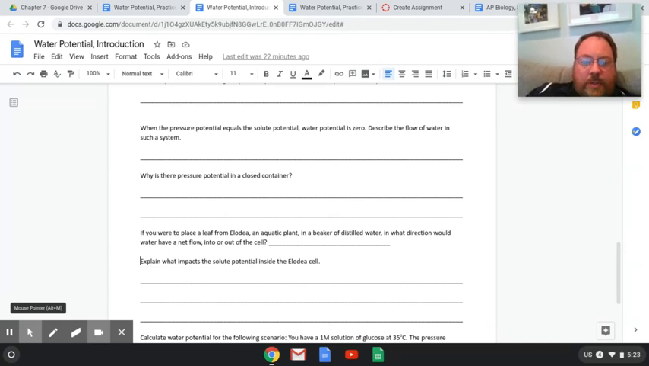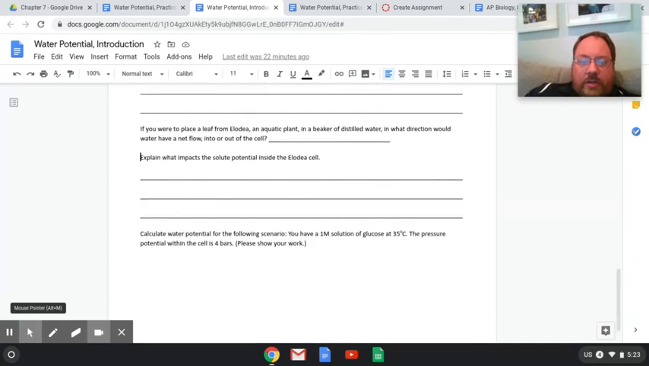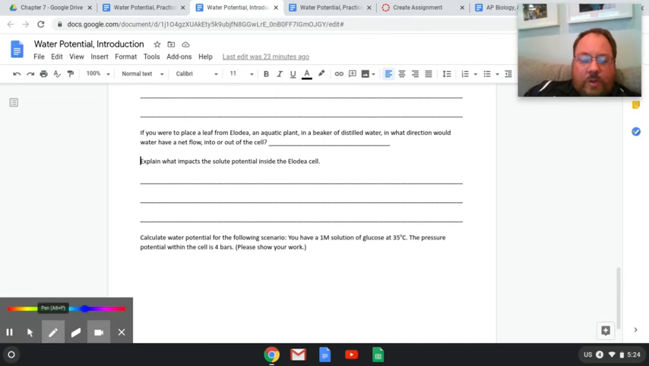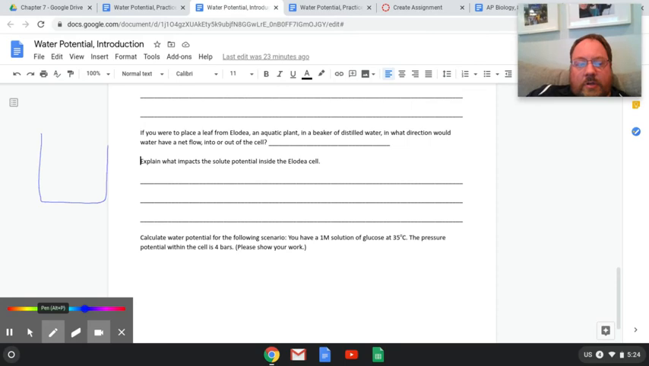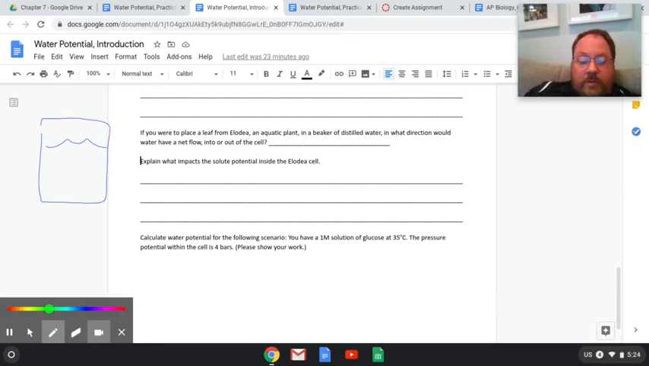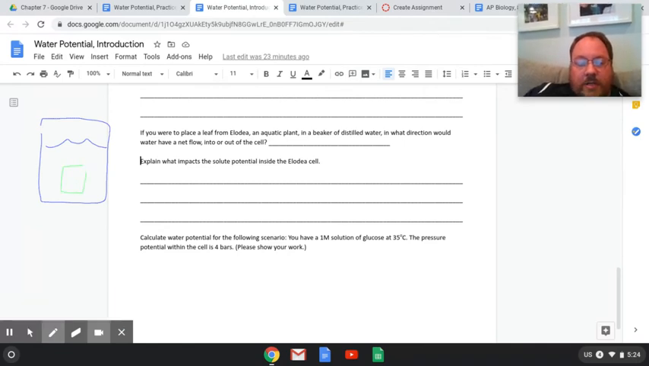If you were to place a leaf of Elodea, an aquatic plant, in a beaker of distilled water, in what direction would the water flow, into or out of the cell? Well, let's imagine here. Let's say we have a beaker with some water, and it's distilled water, so it's just pure water. And then we put an Elodea plant in there.